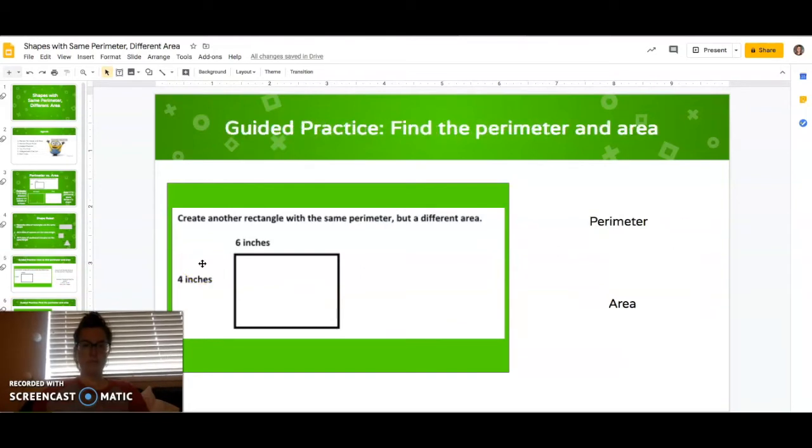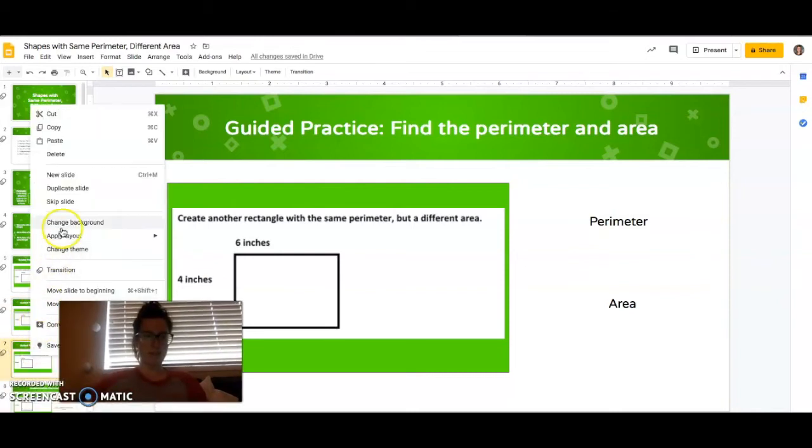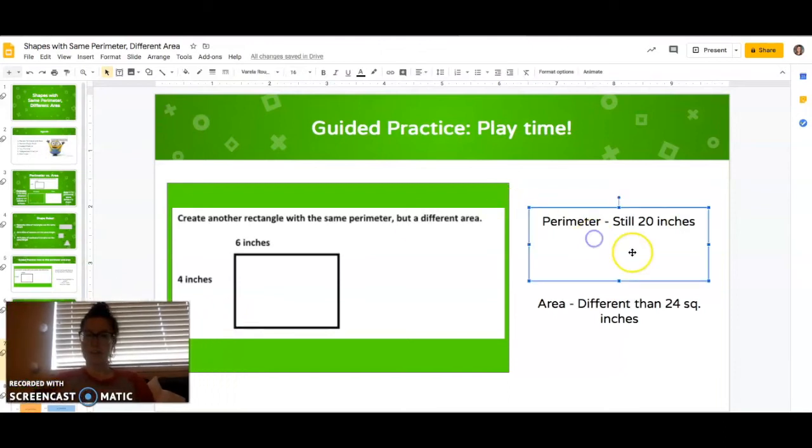Oops, I have an extra slide in here. Let me get rid of that guy. Okay, so I'm looking for a shape that still has a 20-inch perimeter, but has a different area.